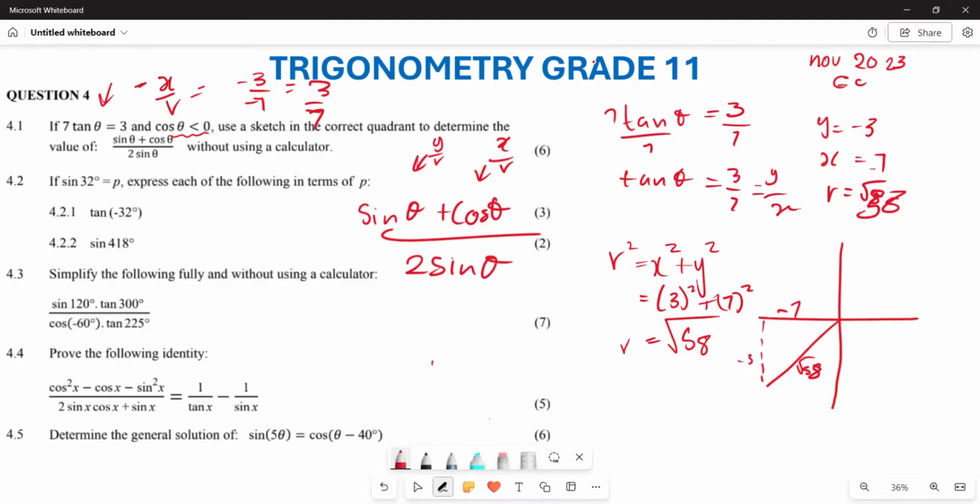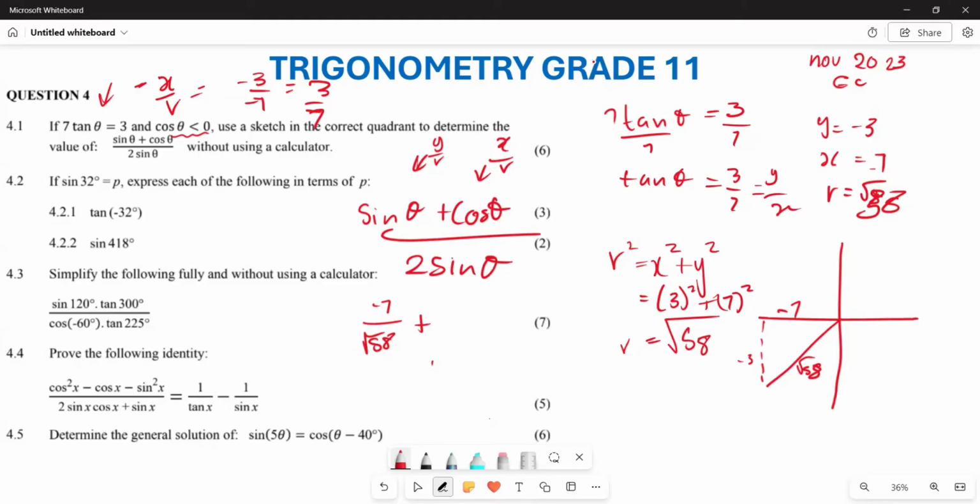Your sine is going to be the same as what? Your sine here is going to be the same as the value of your x. This is the same as your negative 7 over the square root of 58. And this is going to be plus, what is the other one? Your cos is going to be the same as what?